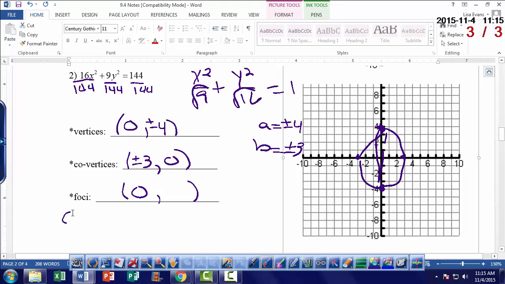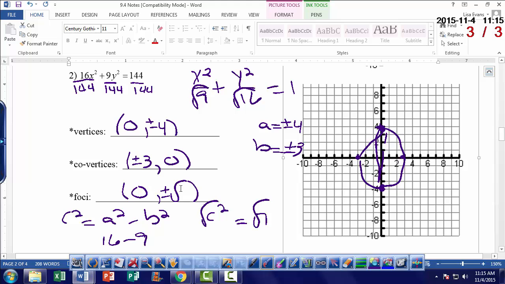and now I'm going to calculate the foci. So c squared equals a squared minus b squared. We plug in 16 minus 9. That's going to give us, what, 7. Square root both sides, so you get plus or minus square root of 7.